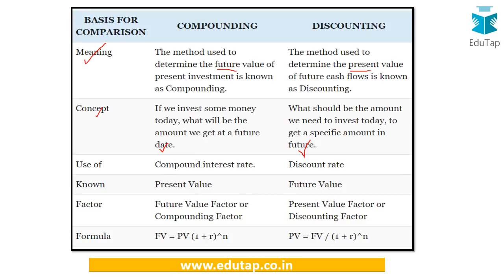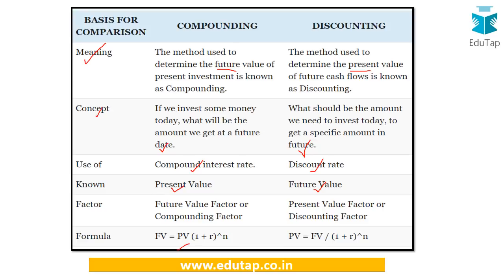So if your target is to get rupees 1 lakh in future, what you must invest today, you find out by discounting. In compounding, we use the compound interest rate, and in discounting, we use the discount rate. In compounding, we know the present value and we have to find the future value. In discounting, we know the future value and we have to find the present value. And there are different factors: in compounding, we use the future value factor, and in discounting, we use the present value factor. And there are formulas also which are given.